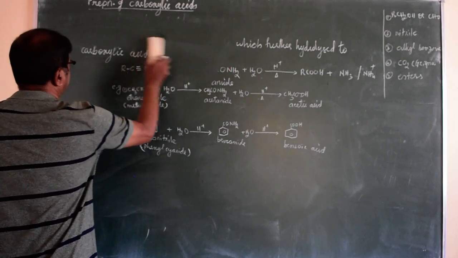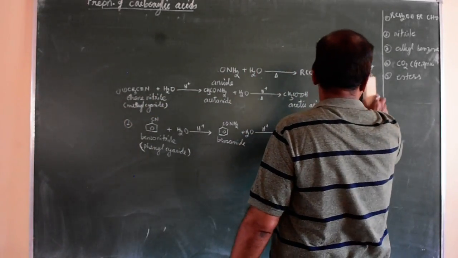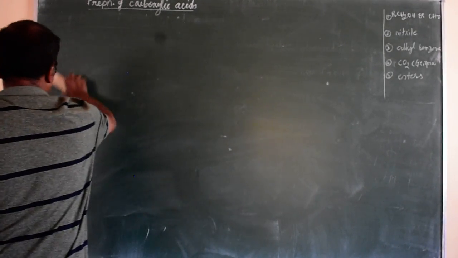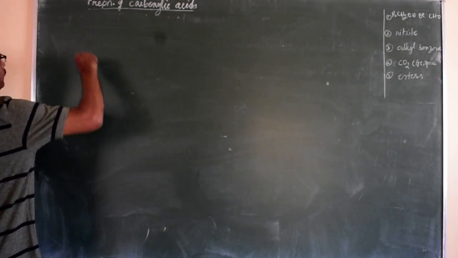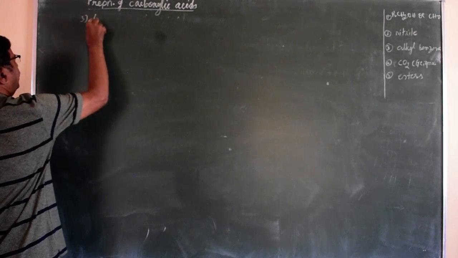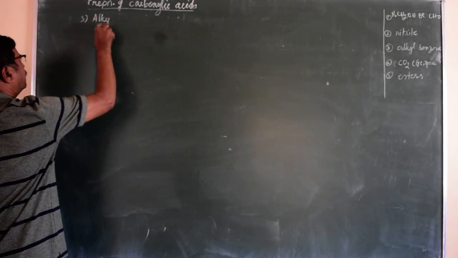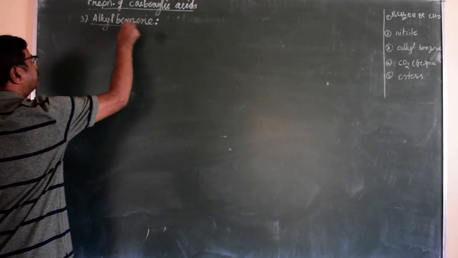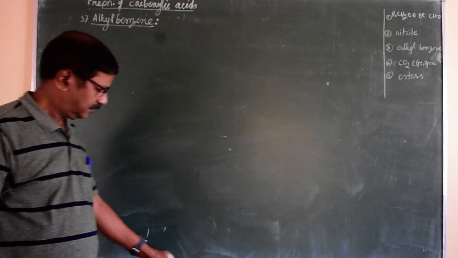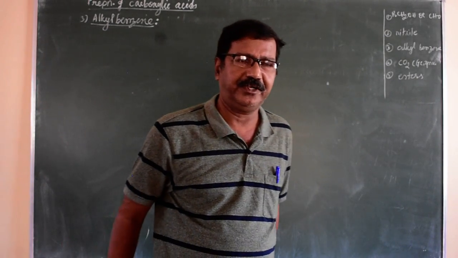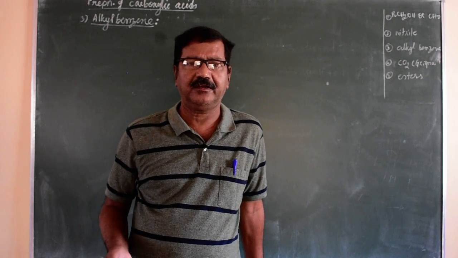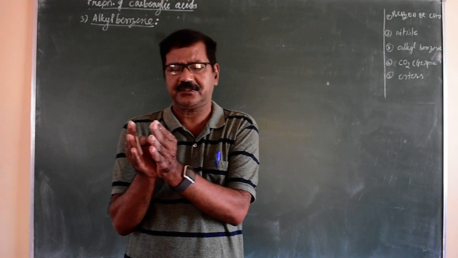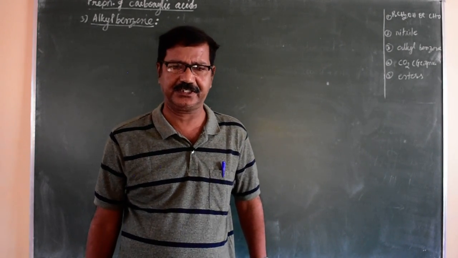Now the next method, number 3. The third method is from alkyl benzene. It may be toluene or ethyl benzene, whatever it may be. Here, whatever that alkyl group may be, methyl, ethyl, propyl, isopropyl, that alkyl group is oxidized to give carboxylic acid.